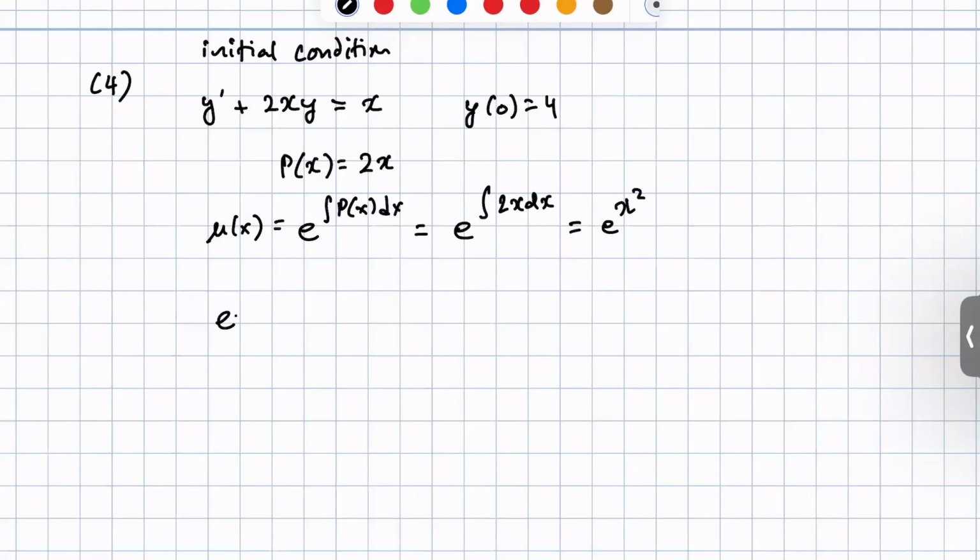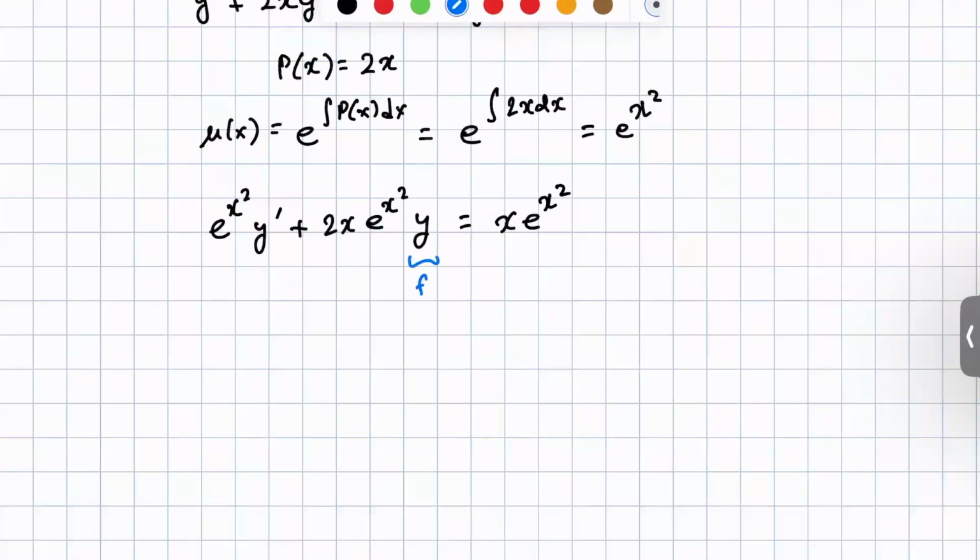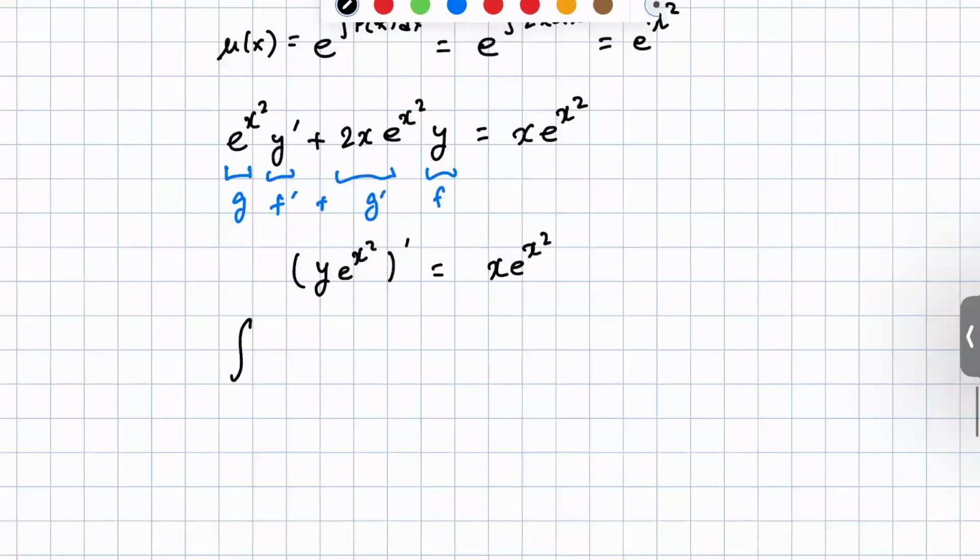So let's multiply through: e to the x squared times y prime plus 2x e to the x squared y equals x e to the x squared. So again, here's my f prime, here's my g prime. So I have f times g quantity prime, like this, is x e to the x squared. Let's integrate both sides. Y e to the x squared prime dx is equal to the integral of x e to the x squared dx.